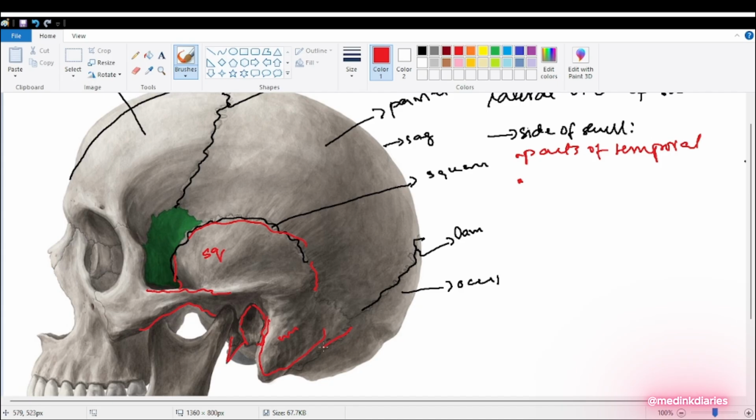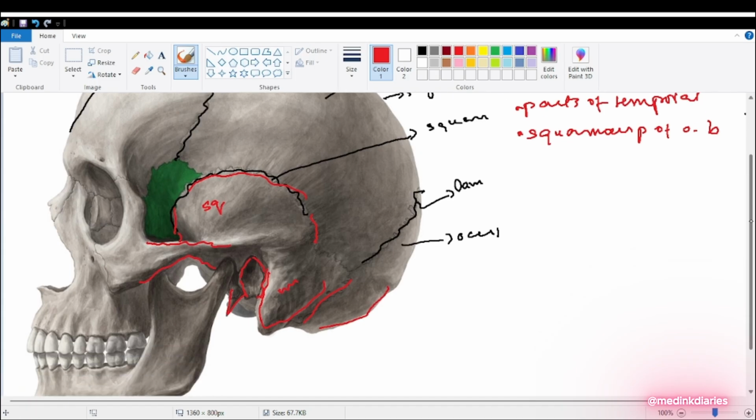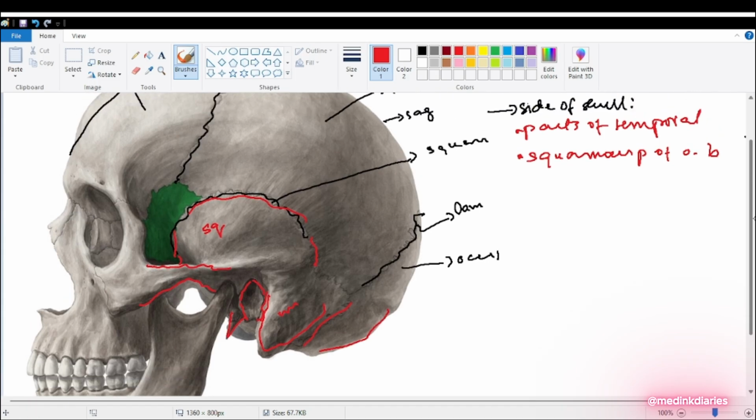Then you can see this squamous part of the occipital bone over here, and then finally what you can see here is the greater wing of the sphenoid.